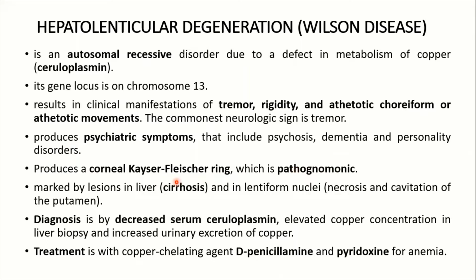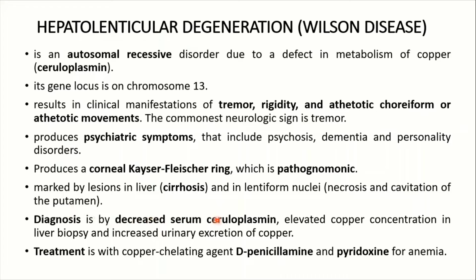It is pathognomonic. It is marked by lesion in the liver, also cirrhosis. So the word hepato suggests hepatolenticular. It's a cirrhosis of the liver, and in the lentiform nuclei, necrosis and cavitation of the putamen. This is the liver, and this is the lenticular, the lentiform nucleus, right?